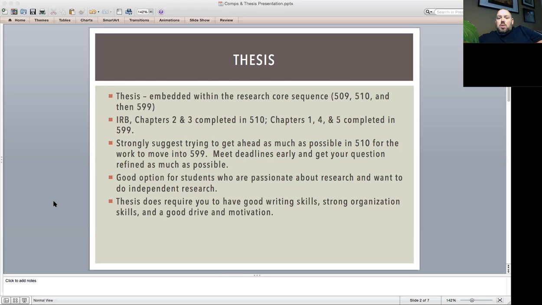I also do include a lot of independent work time in the classroom. So I encourage students to bring a laptop or bring a tablet and to be able to work on their writing in the classroom.